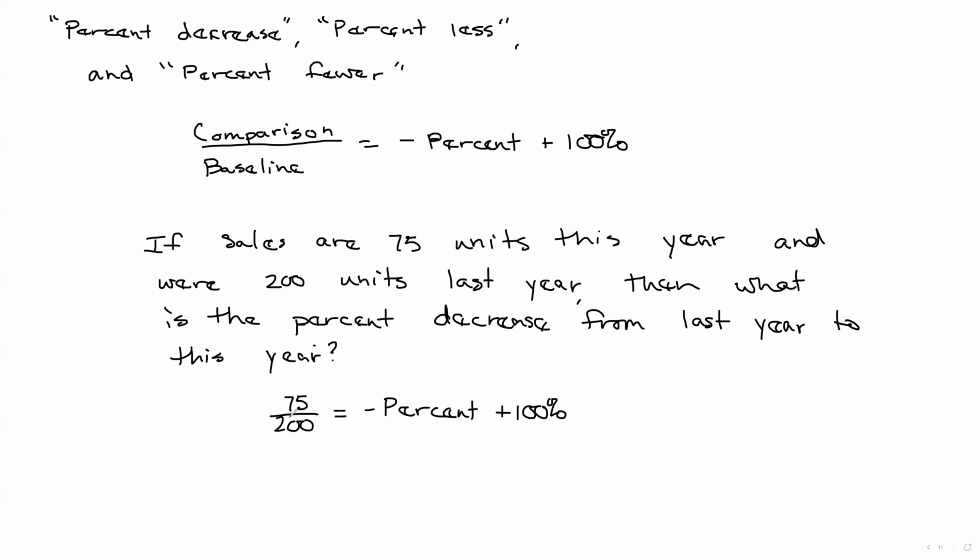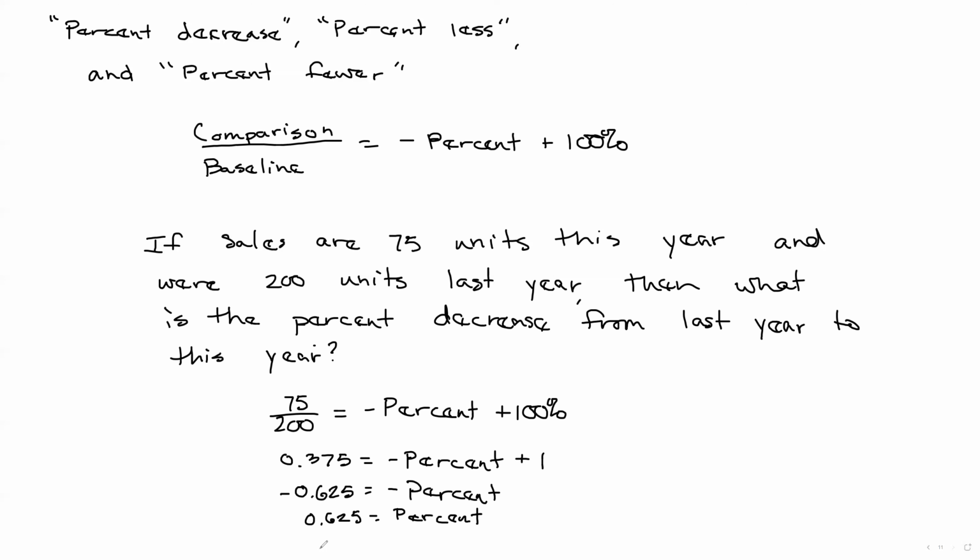To do that, take 75 and divide it by 200 using a calculator. You'll get 0.375 equals negative percent plus 1, after converting the 100% to a decimal. Then subtract the 1 from both sides, and you get negative 0.625 equals negative percent. The negatives cancel, so 0.625 is the percent we're trying to find.